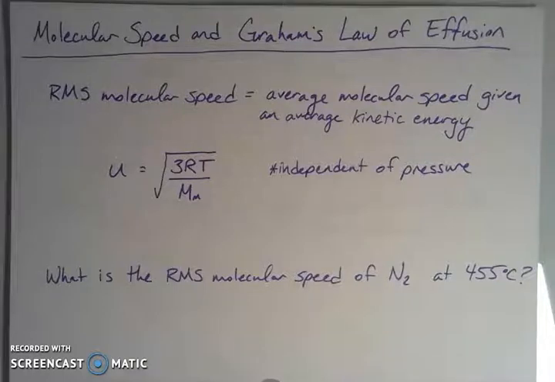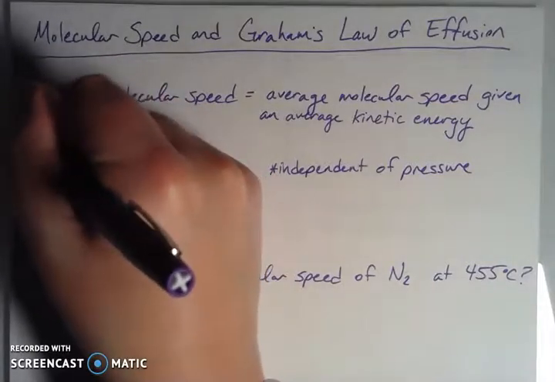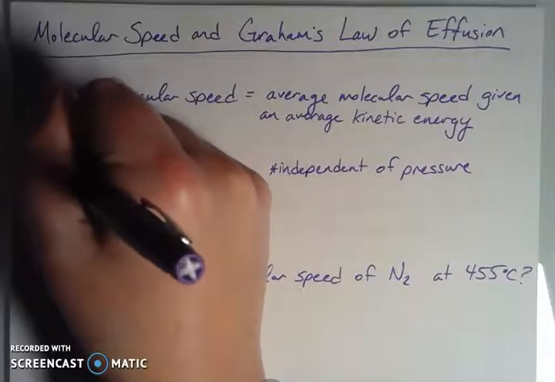So there are all these interesting things like gas laws, but we can also use them to study what is called molecular speed and the effects of the movement of those gases from the containers that they're in. So we're going to talk about Graham's law of effusion in this video as well. In order to get to Graham's law of effusion, though, we need to talk about RMS molecular speed. RMS stands for root mean square.